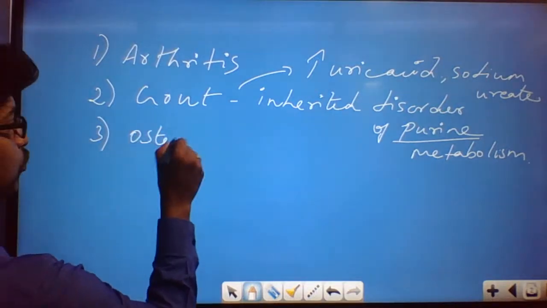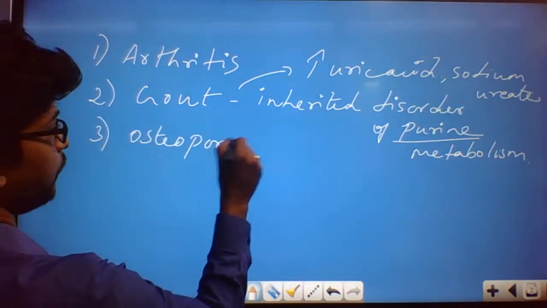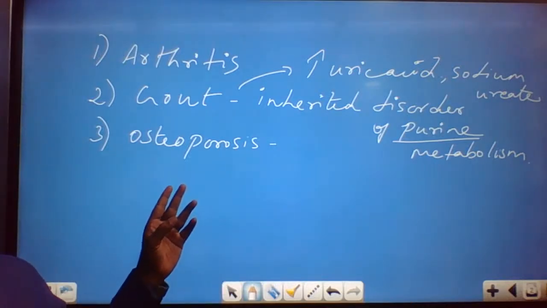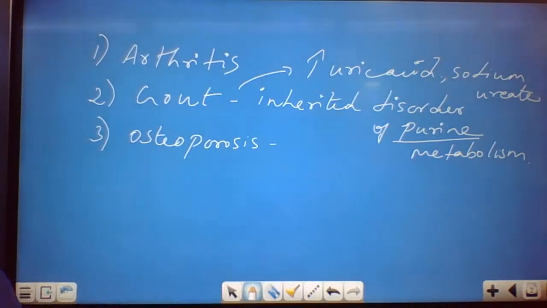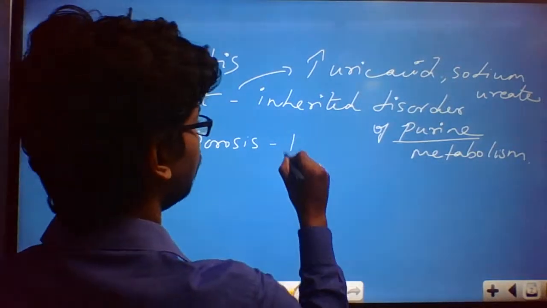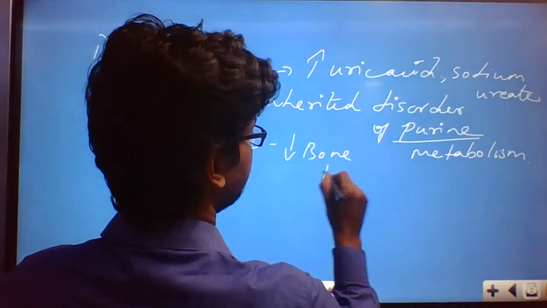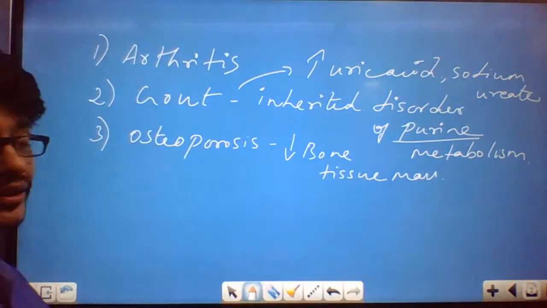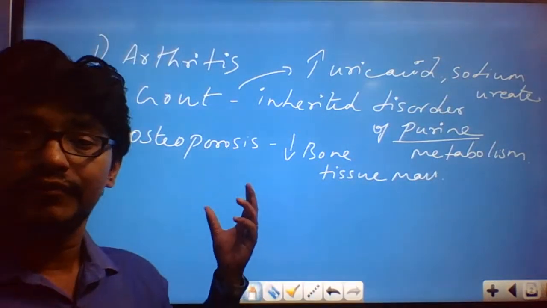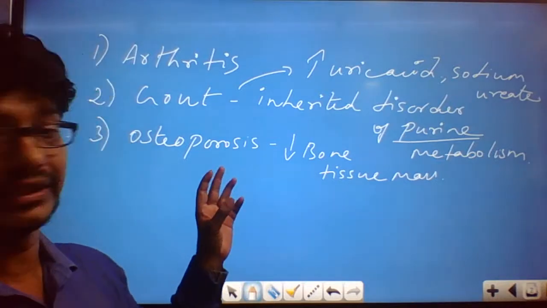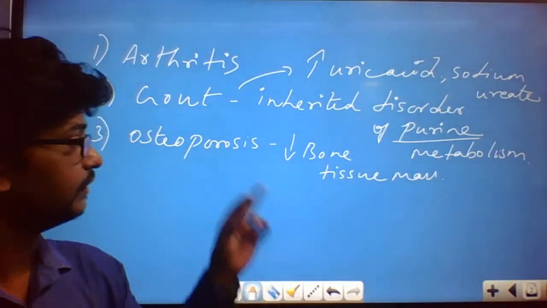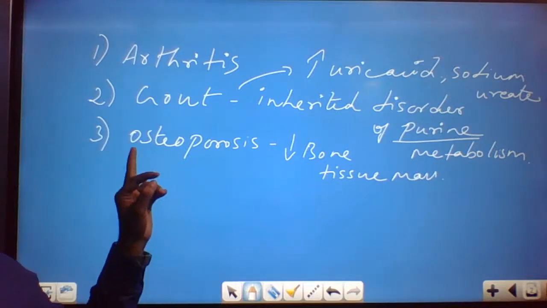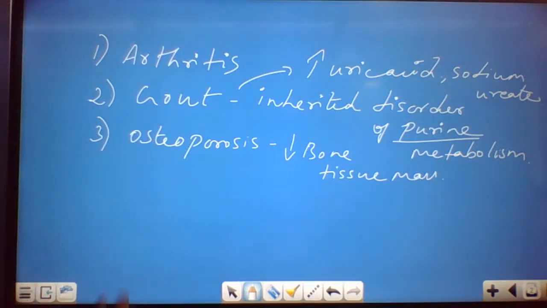Next is osteoporosis. What do you mean by osteoporosis? Osteoporosis is a decrease of bone tissue mass. When the skeletal bone tissue mass is getting reduced, the bone becomes fragile and prone to break. This condition we refer to as osteoporosis, and it is because of excess reabsorption of calcium.